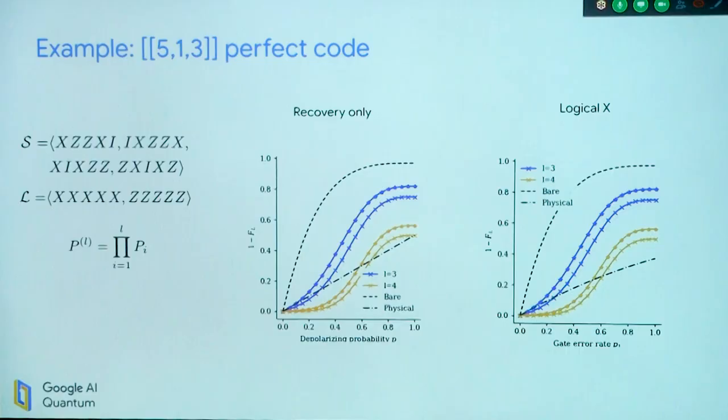So we were very happy about that. So that's all the machinery. Does it actually work for small systems? And while I won't be able to show you experimental data yet, I can show you some toy examples. So we just looked initially at the perfect 5-1-3 code.